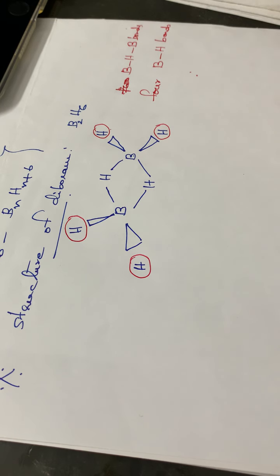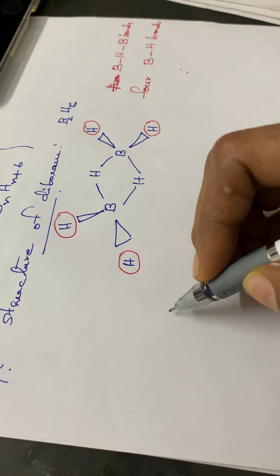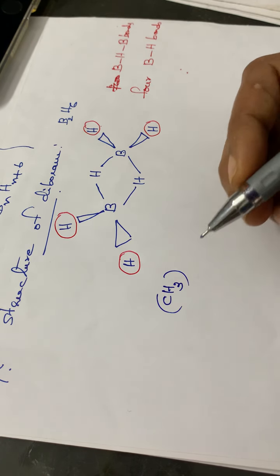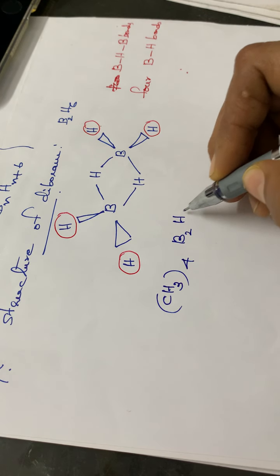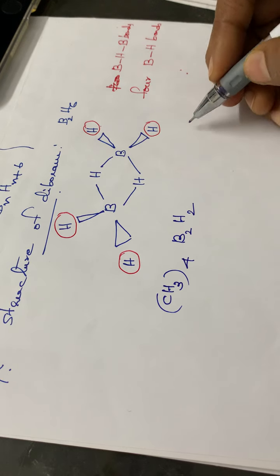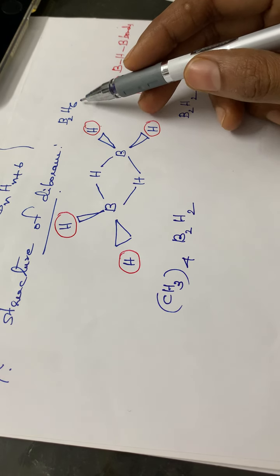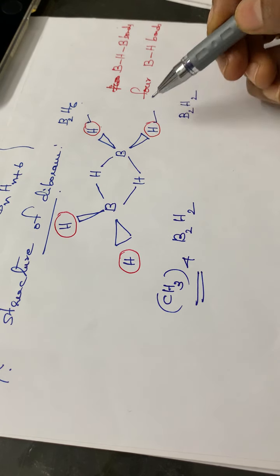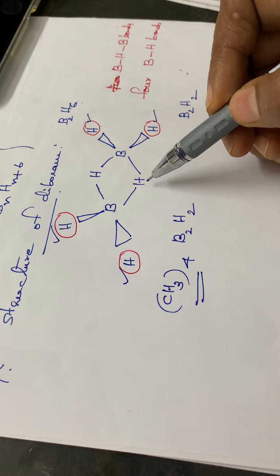Then also, while methylated, that is, methylation means the addition of CH3 group. Okay, while methylation we will be having CH3 4 times with B2H2. Okay, that means B2H2 will be remaining. So 4 hydrogen atoms from diborane can be methylated. The other 2 hydrogen atoms cannot be methylated.